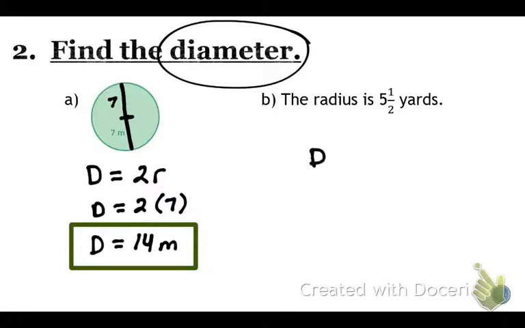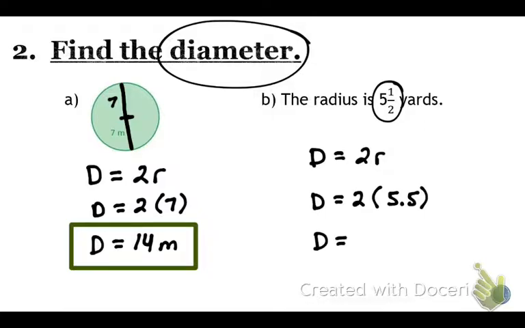We're going to use the same formula once again. We're trying to find the diameter, and we know that the diameter equals 2 radiuses. A lot of times people get scared when they see a fraction. But class, do we know what 5.5 would be as a decimal? Yes. What would it be? 5.5. Okay, so the diameter equals 2 times 5.5. All we're doing is doubling what the radius would be. Guys, what is 5.5 doubled? 11. Give me the units. 11 yards. 11 yards is correct.